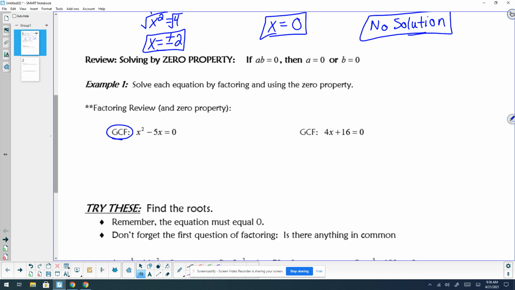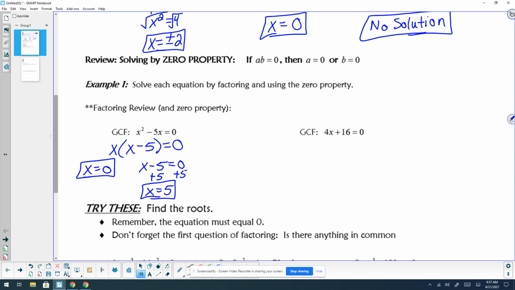First thing is we're looking for a GCF. So what does x squared and negative 5x have in common? They have the x term. So I take x times x minus 5 equals 0. Since I'm multiplying those two things together, and that multiplication problem equals 0, I can set the x equal to 0, and I can set x minus 5 equal to 0. Well, x equals 0 is done. Here I just have to add 5 to both sides. So my two answers are x equals 0 and x equals 5.